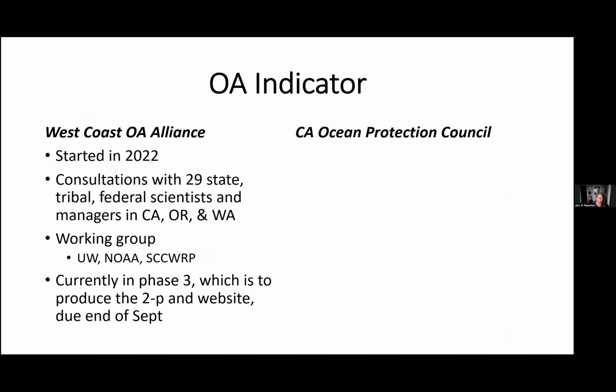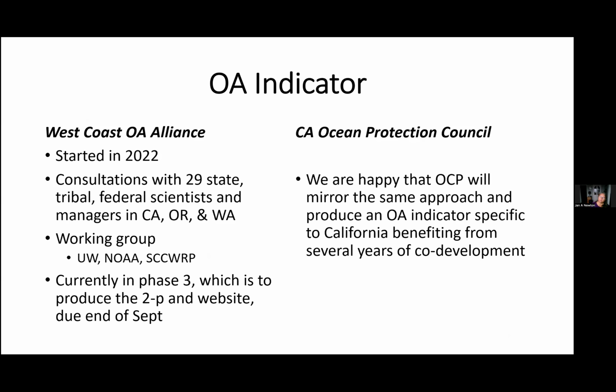We're currently in phase 3, and this is for the whole West Coast, which is to produce the 2-pager and a website, and that's due the end of September. So when we heard of California Ocean Protection Council's interest in an OA indicator, I was personally thrilled that OPC will mirror the same approach and produce not a separate indicator, but one that is specific to California, but is benefiting from the several years of co-development. So these are internally consistent.